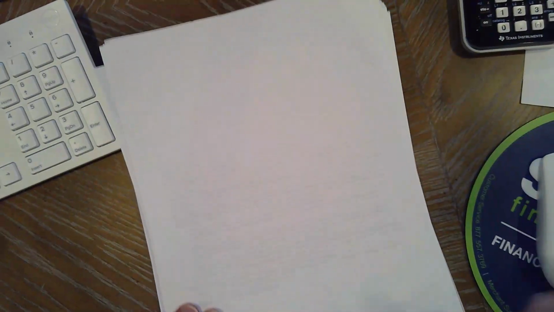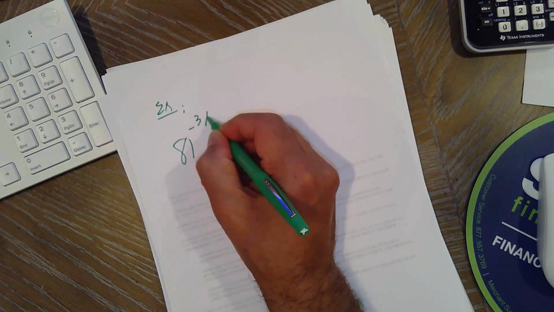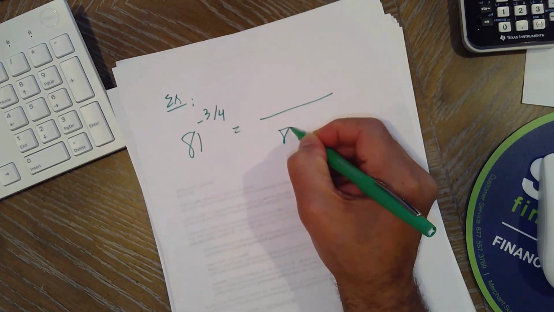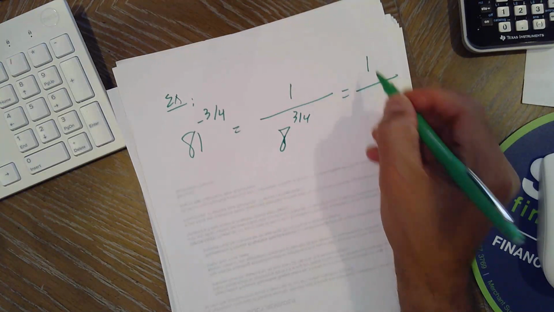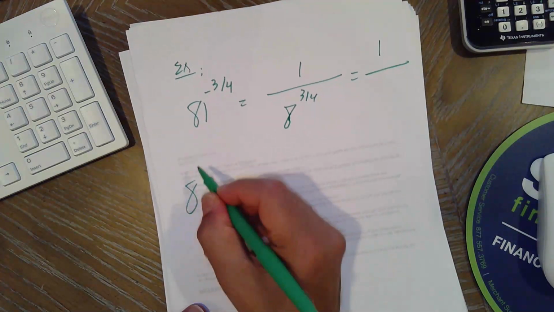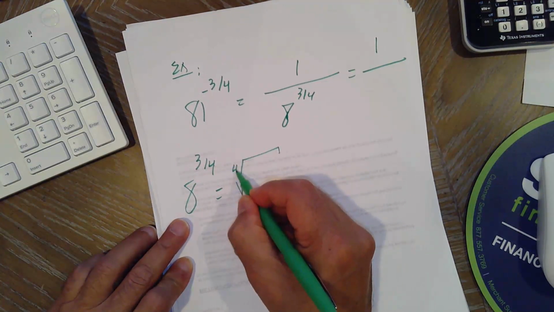Here's another one. 81 to the negative 3/4. Again, that puts 81 to the 3/4 under 1. Your answer is going to be under 1. So let's do 81 to the 3/4. Remember, the bottom is the index, so 4th root.